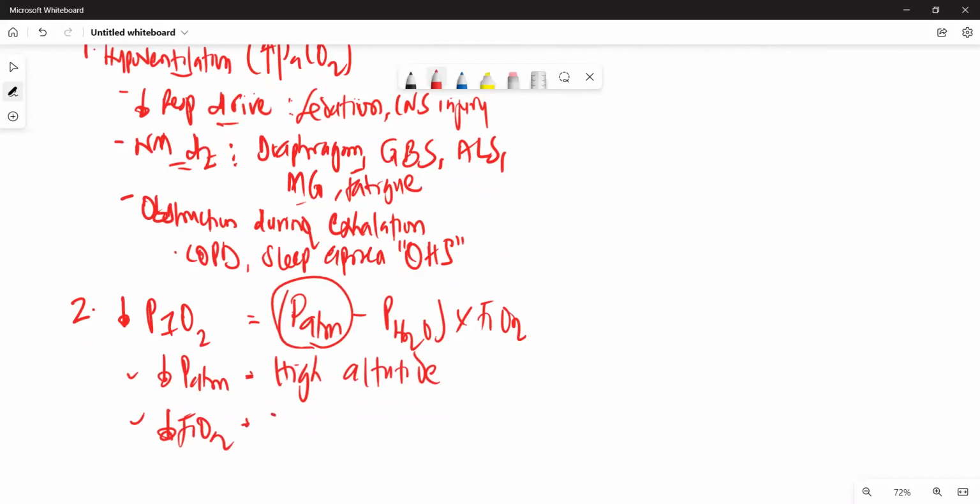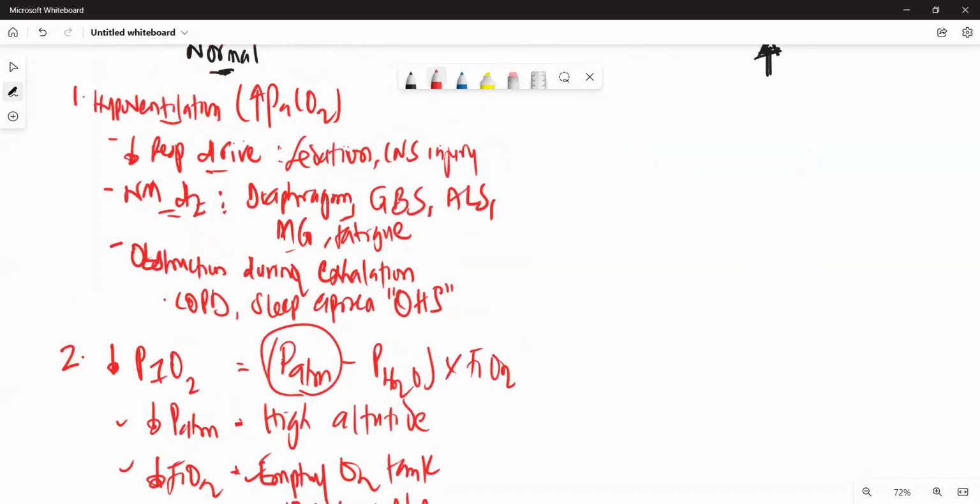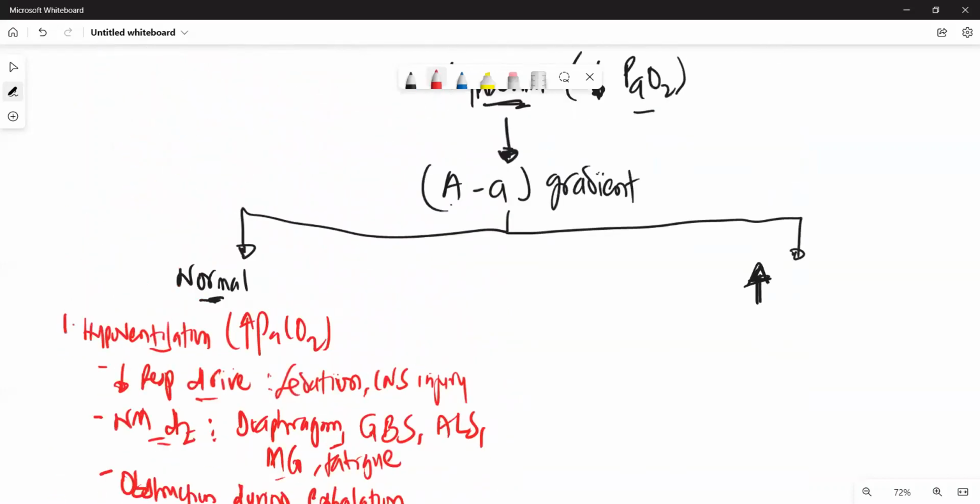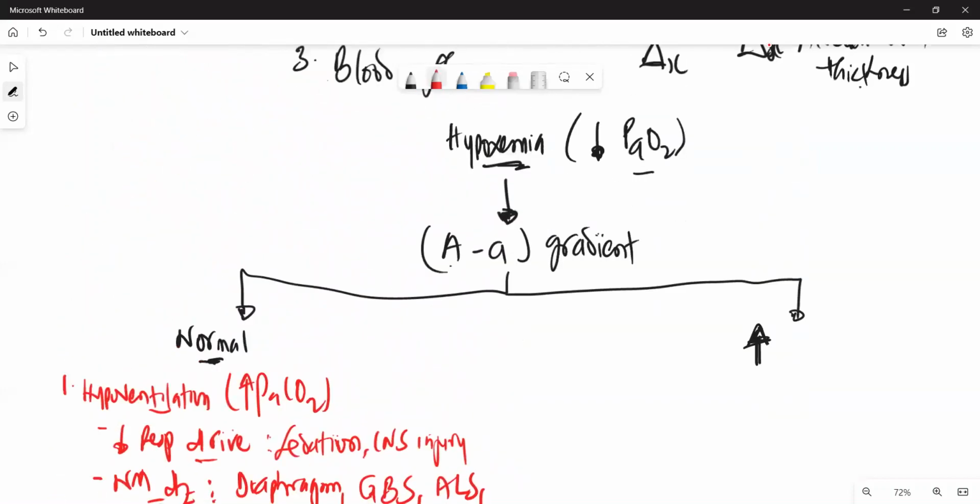FiO2 could be decreased in a situation like, for instance, if somebody is on oxygen already and their oxygen tank is empty, right? So if the tank is empty, or if the tube that connects the oxygen to the patient becomes kinked, for no reason, that could also decrease our partial pressure of inspired oxygen, right? So these are the causes of hypoxemia with normal AA gradients, right?